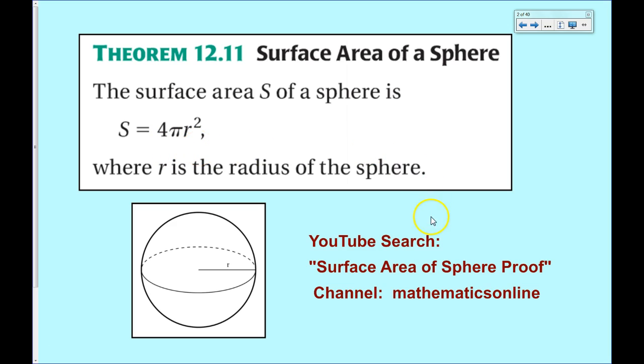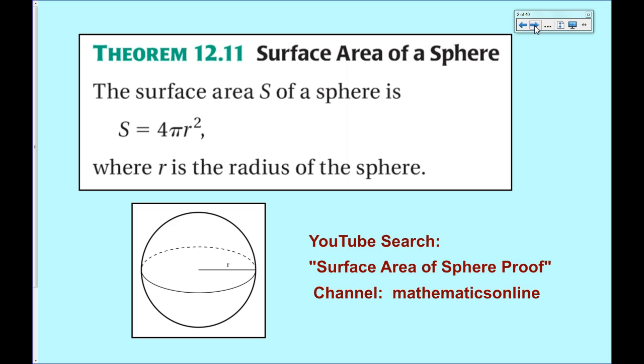If you're curious why that is, you can go ahead and do a YouTube search right here for the surface area of a sphere proof. And the particular video that I like is Mathematics Online, and it uses a polygonal proof to show how the surface area of a sphere ends up being what it is. But for our purposes today, I'm going to tell you that it's that, and you're allowed to assume that.